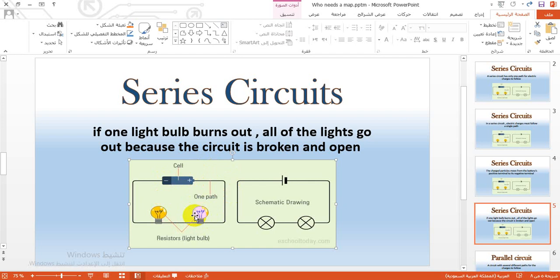I told you in a series circuit, every device must function for the circuit to be complete. So one bulb burning out, like this one, in a series circuit breaks the circuit. What does breaking the circuit mean? It makes the circuit open. For that reason, when this one is broken or burns out, what will happen to the circuit? It will be open. Why will it be open?